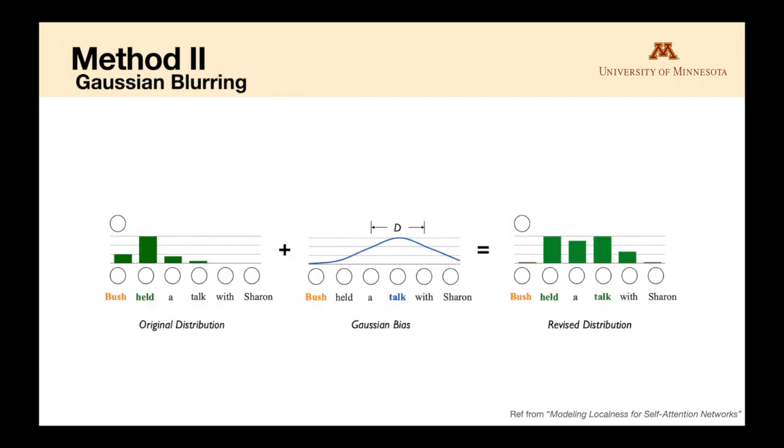Another point is that BERT focuses the global dependencies without regard to their distances. We argue that self-attention can be further improved by taking into account the local context by using Gaussian blurring. So take the example shown above. If bush is aligned to held with high probability, we expect the self-attention model to pay more attention to the neighboring words, a talk. Consequently, the model can be guided to capture the phrase held a talk.